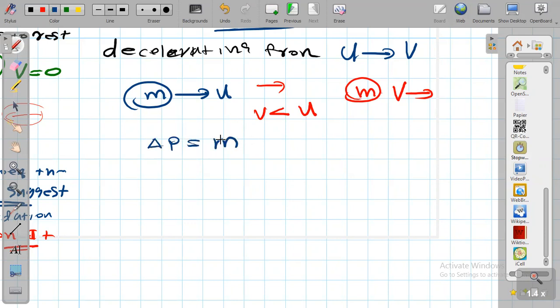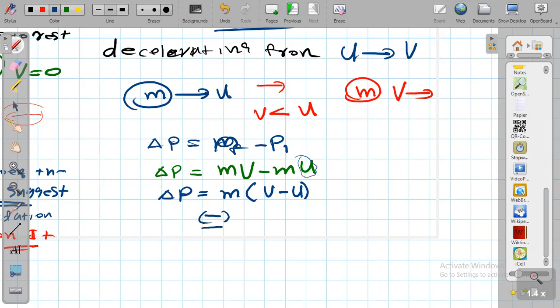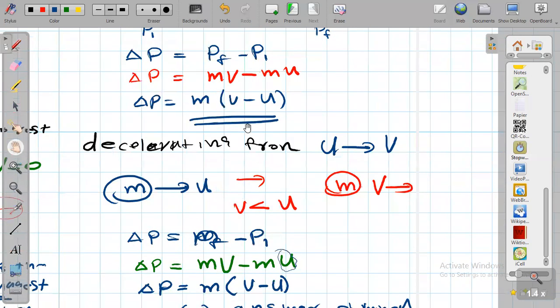Delta P equals Vf minus Vi. It is the same thing, but this value, as I told you, is greater. But overall, if you apply some real values, you will definitely get an answer with the negative sign. A negative answer. Mathematically, I can show it. You will obtain a negative answer. That's the only difference. Here, you will get the positive answer.